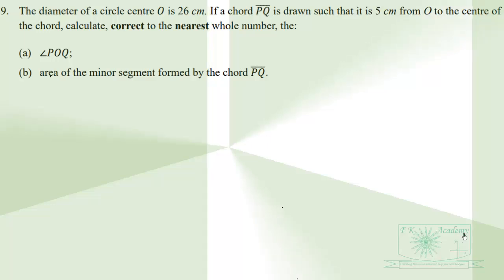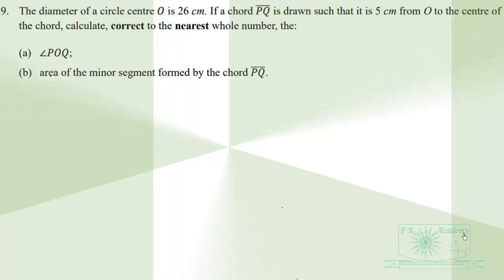We have question number 9. The diameter of a circle center O is 26 centimeters. If a chord PQ is drawn such that it is 5 centimeters from O to the center of the chord, calculate correct to the nearest whole number angle POQ, and the area of the minor segment formed by the chord PQ.